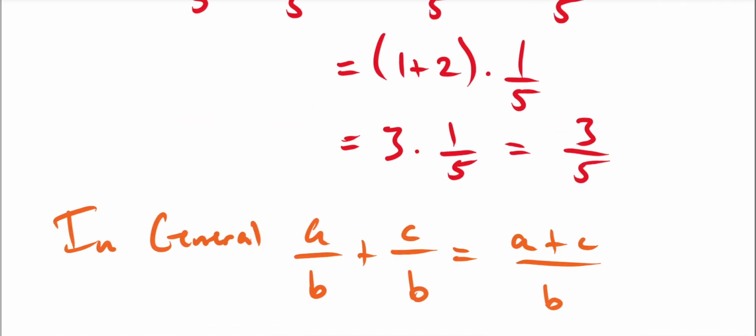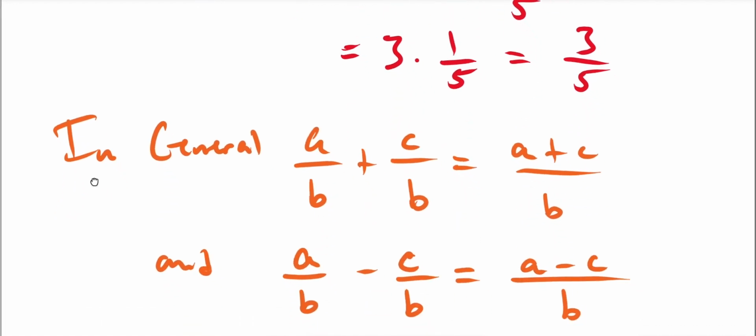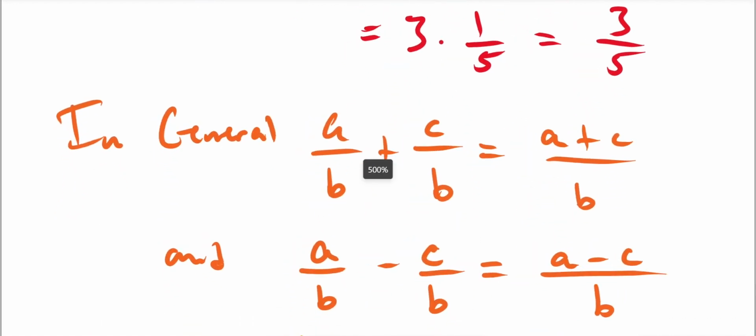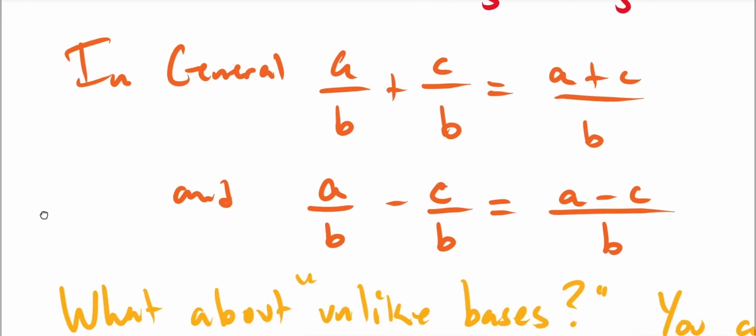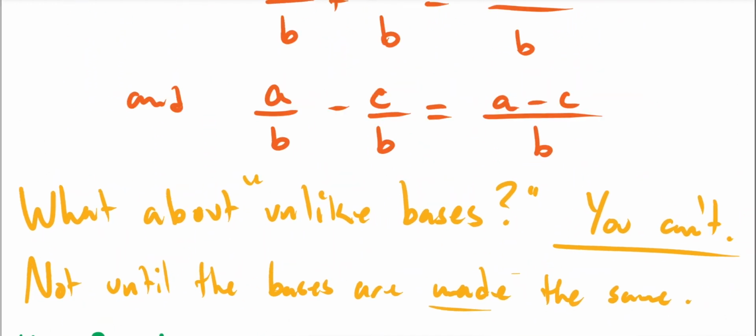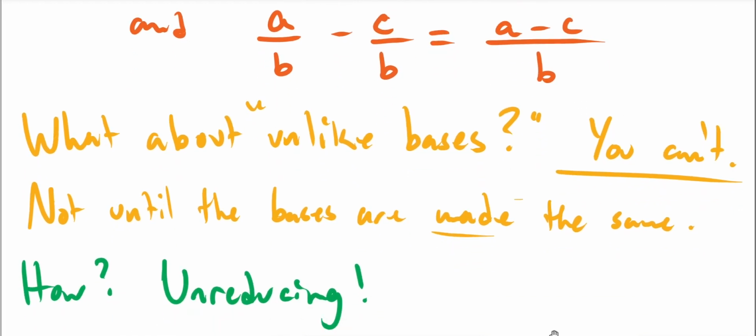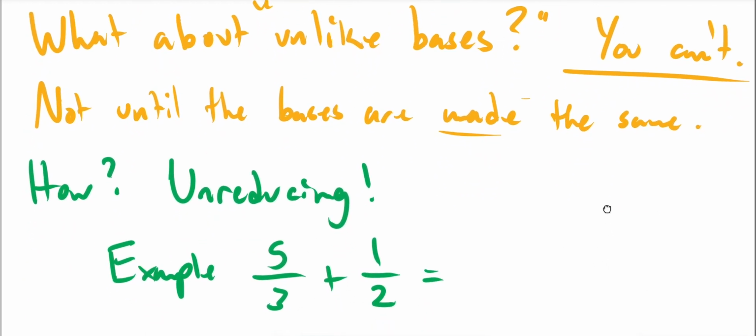And in general, we would say that if we add like bases, we just add the numerators. And if we subtract like bases, we just subtract the numerators. Whether or not that gives us a positive or a negative number, you need to be quite careful, but that is how we do it. What about unlike bases? You can't do it. You cannot add unlike bases. You have to make those bases the same. How? Well, the unreducing trick that we learned.